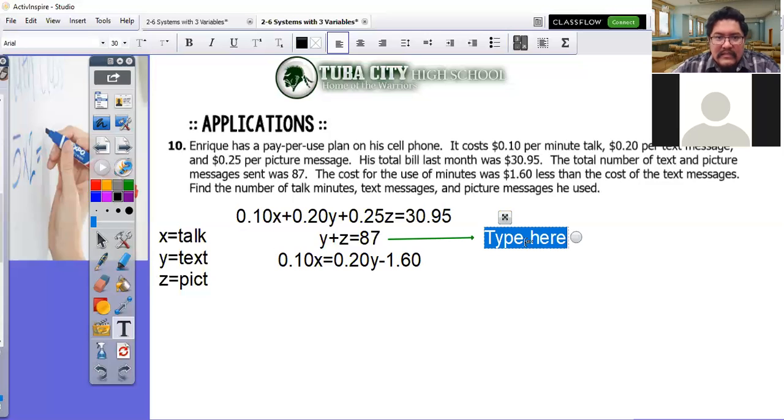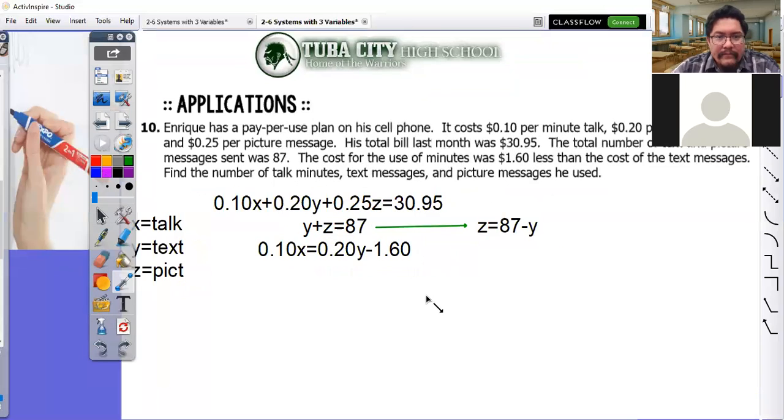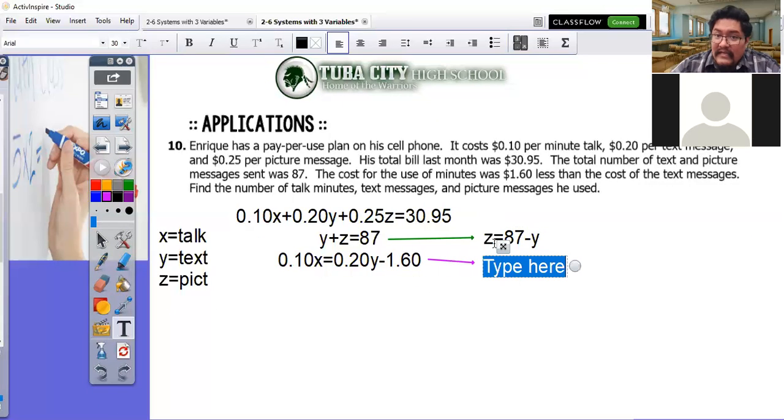So that means this is going to be Z equals 87 minus Y. And this one here is going to be, I'm going to have to divide everything by 10 cents. So X equals, and I could easily solve this one for, I think I could solve it for Y, but then if I did that, I'd have X equals 1/2 or 1/2 X, which I don't want to deal with fractions. So it's doable. You just got to deal with fractions.